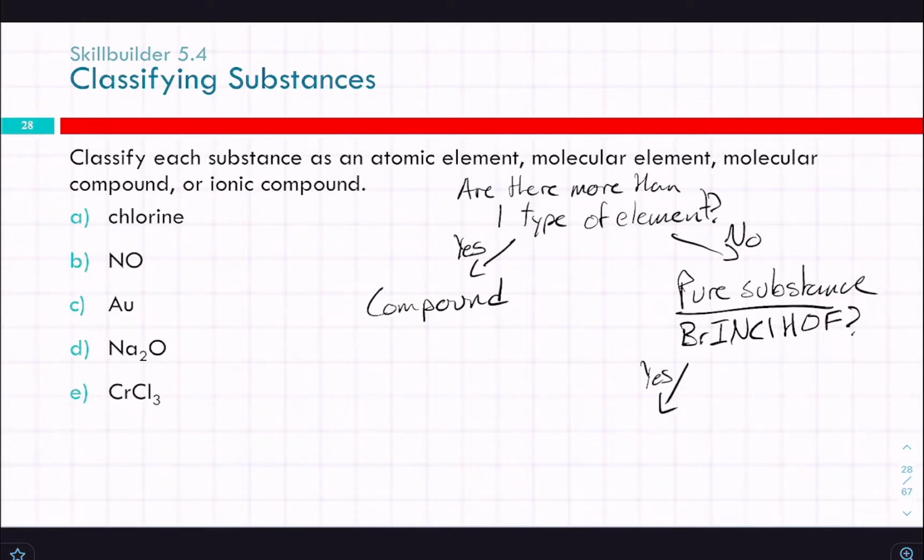So if the answer is yes, then it's a molecular element. If the answer had been no, then we'd have an atomic element.